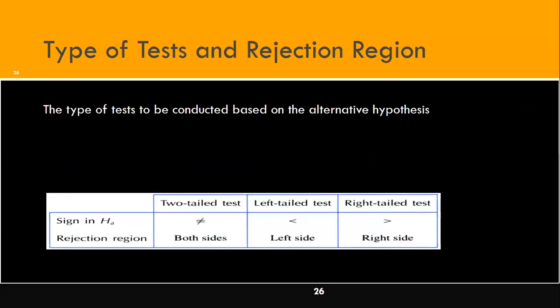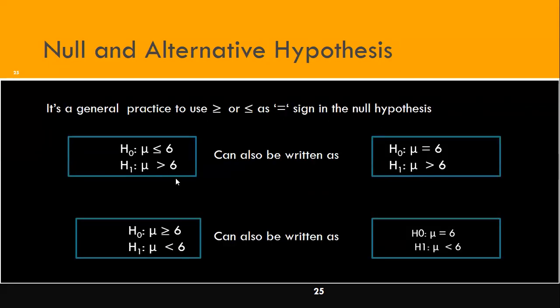The type of test to be conducted is based on the alternative hypothesis. What do you want to test? Greater than 6. So we want to test whether it is really giving more than 6. In that case, obviously less than or equal to 6 here. So you can say, hey, it cannot be 6, or it cannot be more than 6. It must be less than 6. Better you replace the less than or equal to, greater than or equal to by the equal sign.